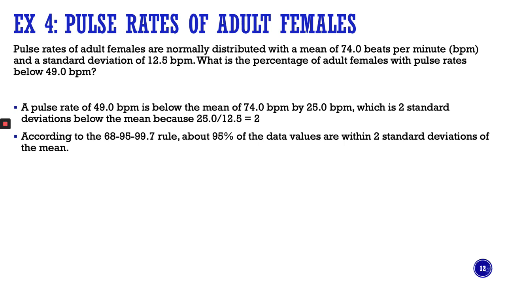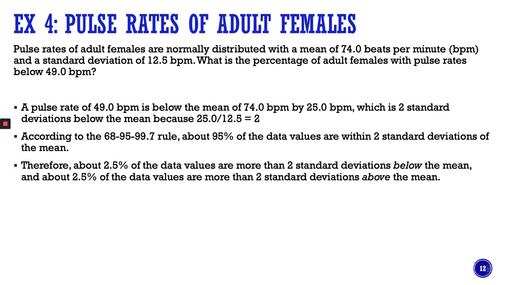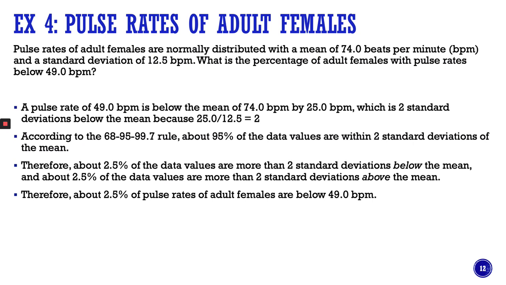According to the rule, about 95% of the data values are within 2 standard deviations of the mean. Therefore, about 2.5% of the data values are more than 2 standard deviations below the mean, and about 2.5% of the data values are more than 2 standard deviations above the mean. Because if we're looking at 95%, that means there's 5% left, and you have to split that in half to go on either side of the graph. Therefore, about 2.5% of pulse rates of adult females are below 49.0 beats per minute.